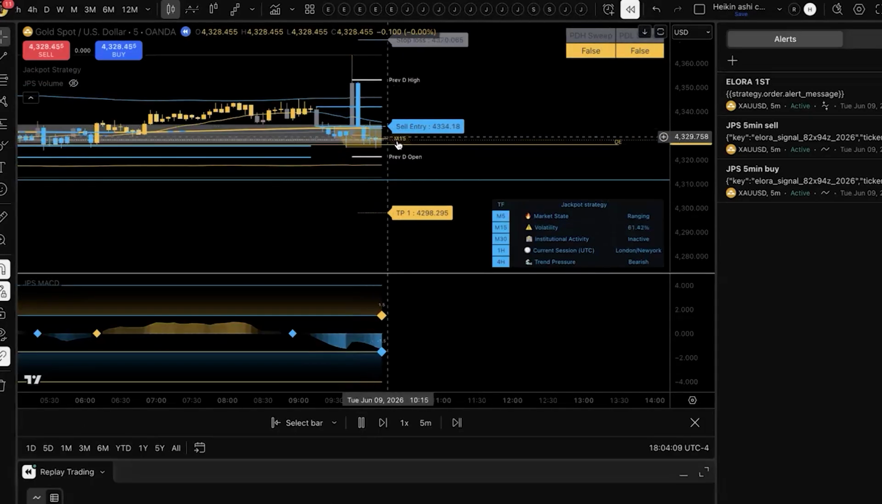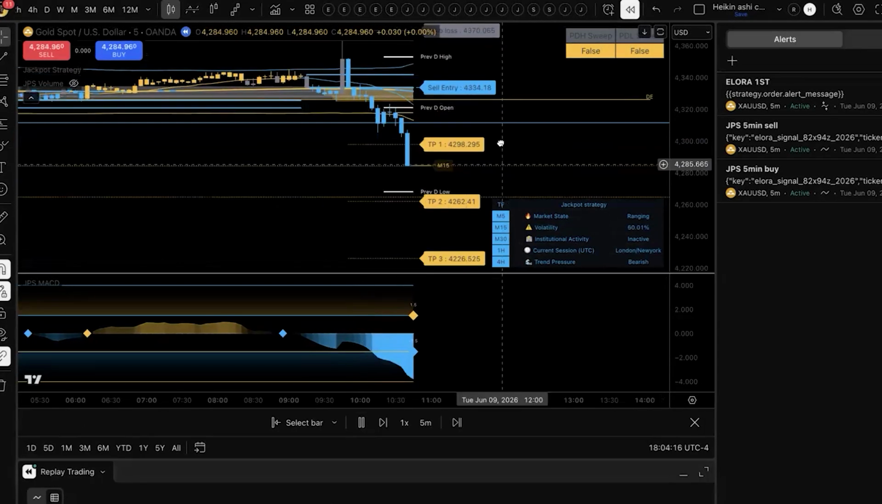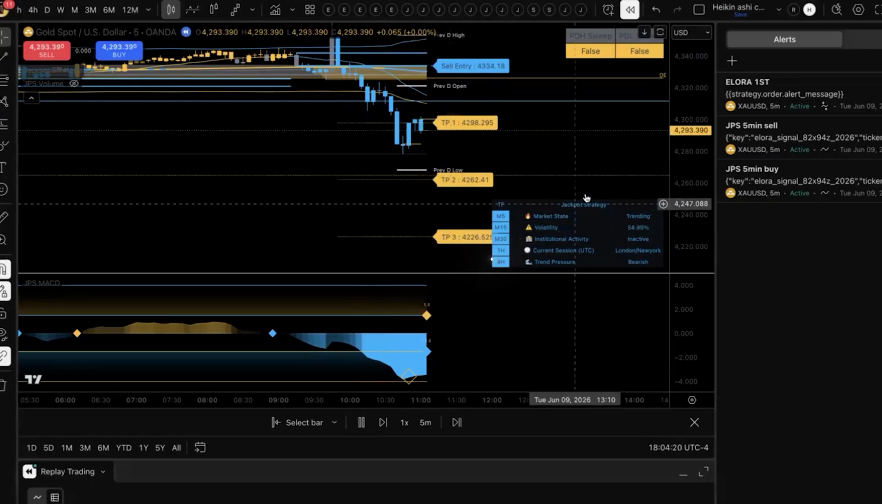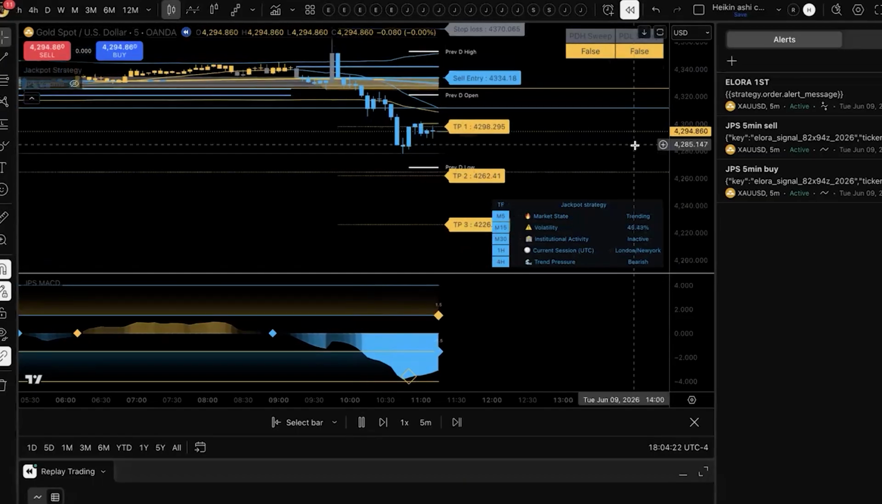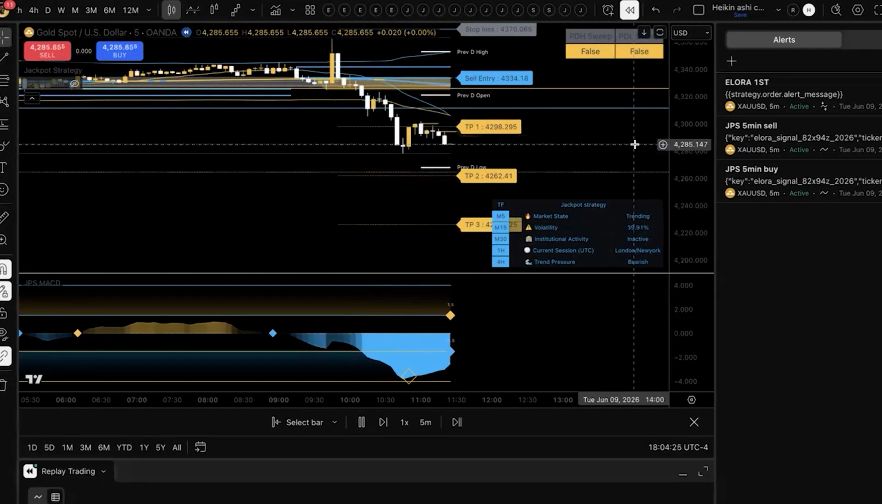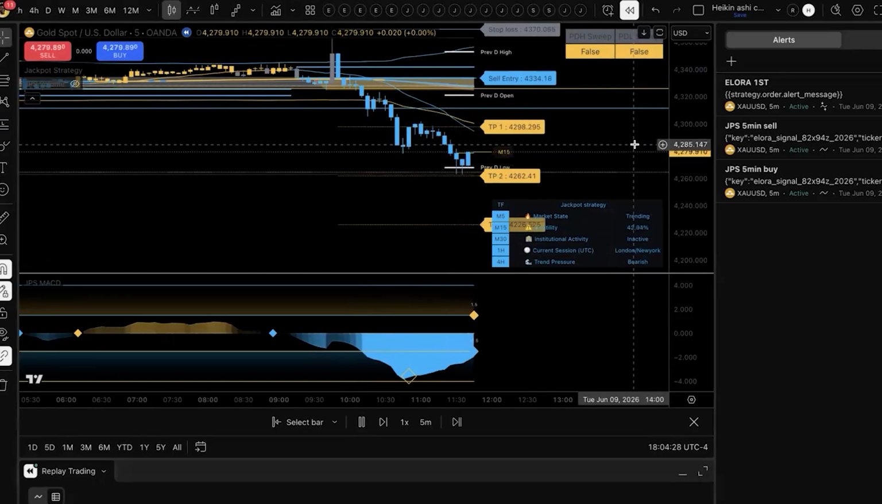There it is. From there, we went straight to take profit 1 all the way to take profit 2 and 3 for the day. It was a beautiful move. It was a beautiful move right off the 5-minute time frame. Very clear, very easy to capitalize on.